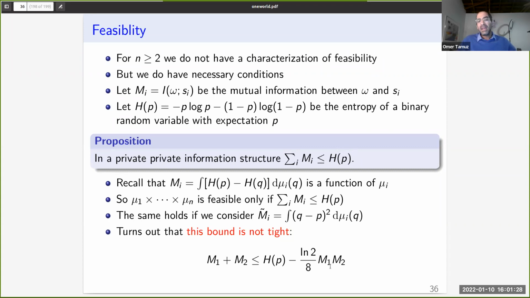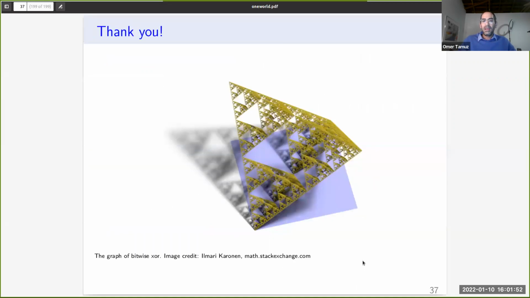Okay, and from an information theory perspective, I think it's a little bit mysterious to have something that looks like the product of mutual informations, but this turns out to be true. This bound itself is also not tight, as far as I know. So I think that there might be additional things to figure out. That's all I have.